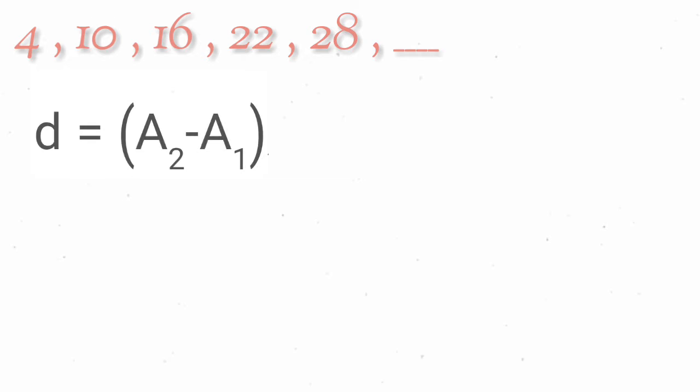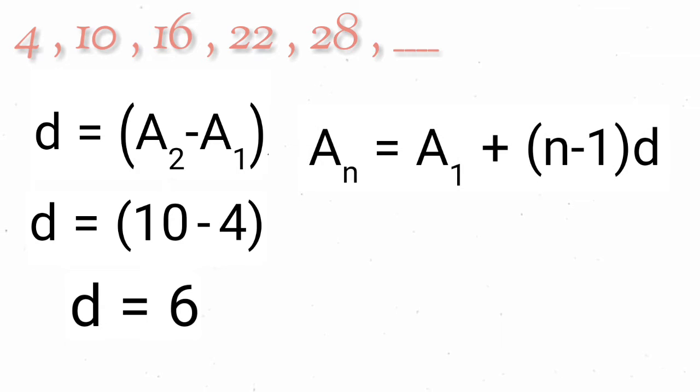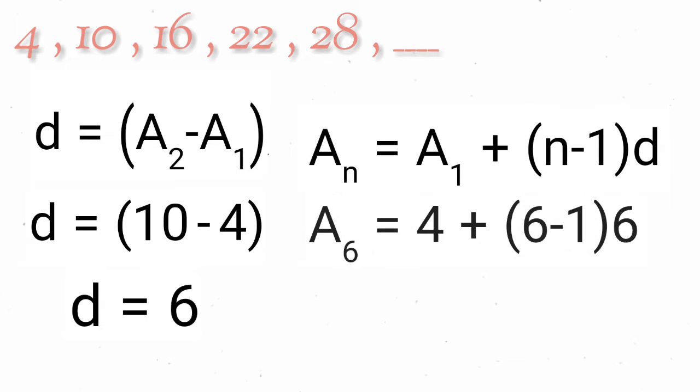To find the common difference, using the formula d is equal to a sub 2 minus a sub 1 and substituting the givens, we'll have d is equal to 10 minus 4, and we'll have d is equal to 6. And for the next or sixth term, we will use the formula a sub n is equal to a sub 1 plus the quantity n minus 1 times d. So a sub 6 is equal to 4 plus the quantity 6 minus 1 times 6. And the answer will be 34.